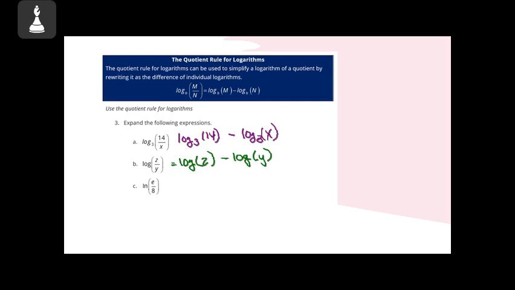And the last one, natural log of e over 8 is the natural log of e minus the natural log of 8. And the natural log of e is just 1. So 1 minus the natural log of 8 would be that one.